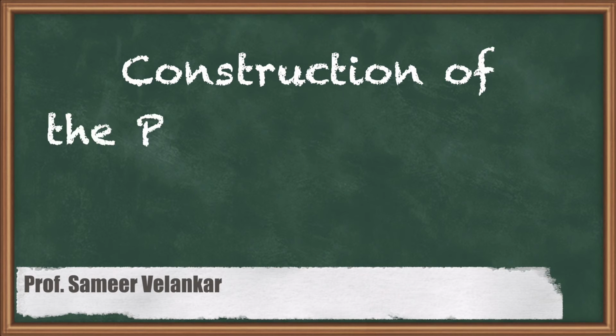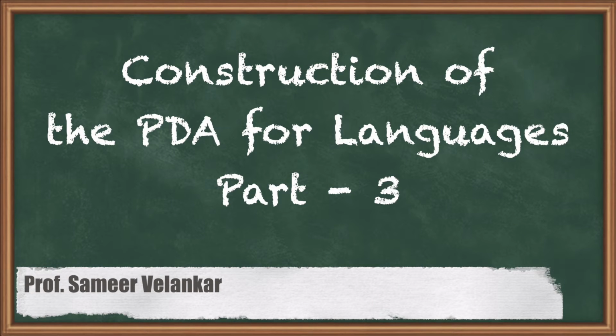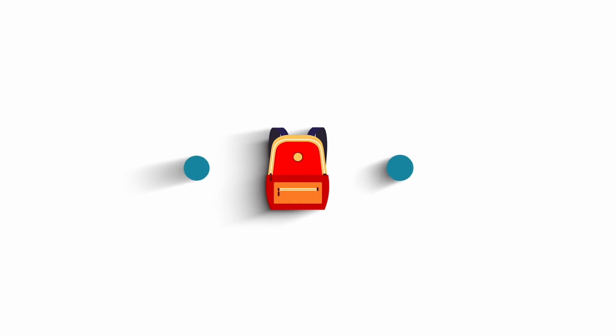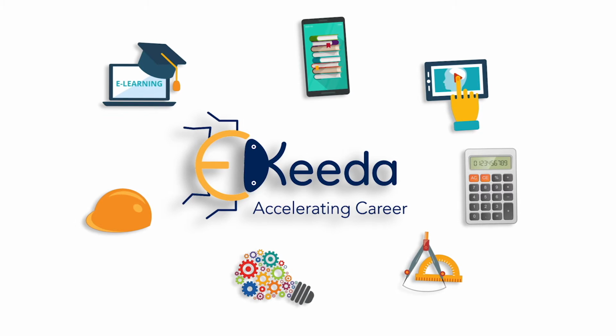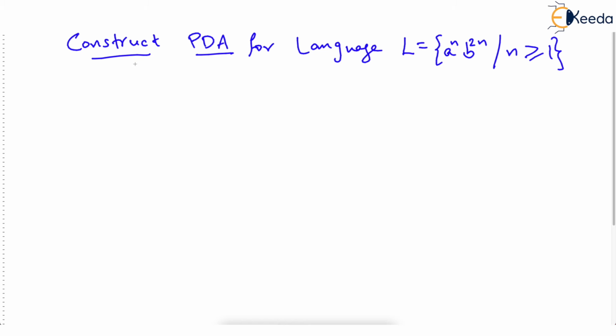Hello dear students, let's see one more example to construct a PDA for a given language. Now in this problem we want to construct a pushdown automata for the language a raised to n b raised to 2n, but n should be greater than or equal to 1, n should be at least 1.